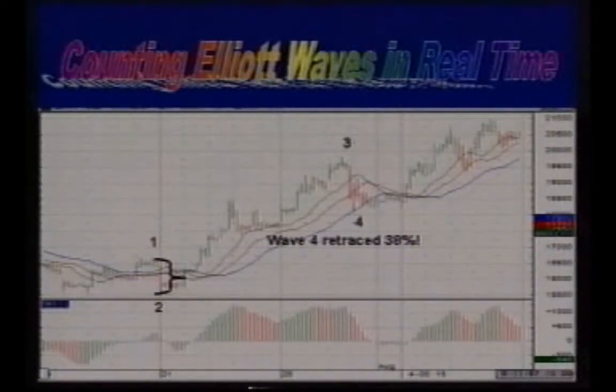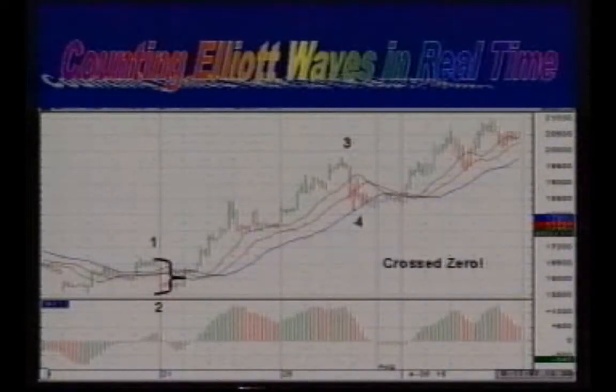Normally, 9 times out of 10, wave 4 will retrace someplace between 38 and 50%. I think I misspoke there. It's not 9 times out of 10. It's about 80% of the time. This one retraced exactly 38%. Wave 2 retraced 100%. It also crossed 0. The AO crossed 0 there, and that gives us an idea that this is wave 5.